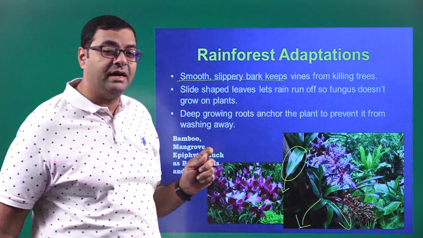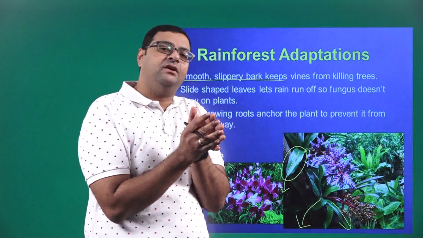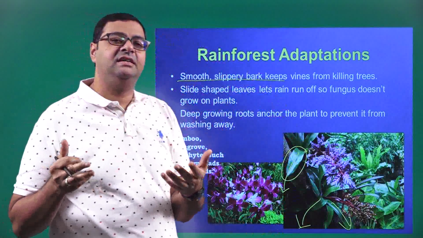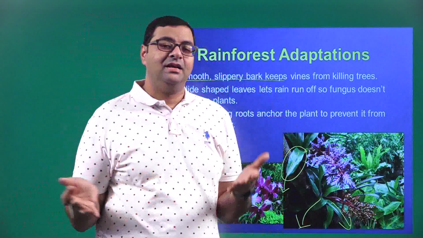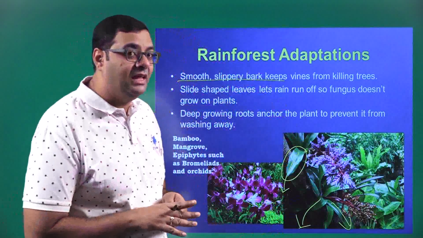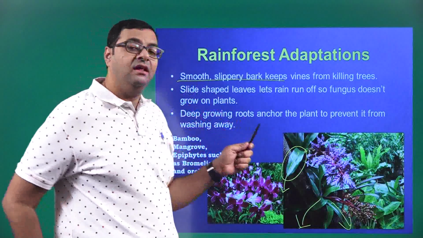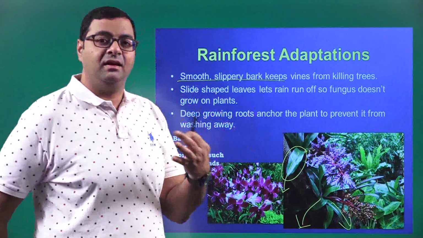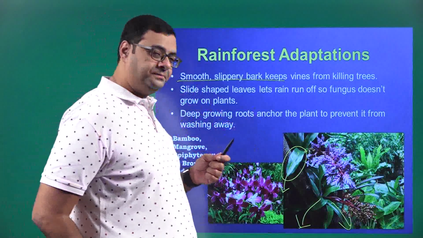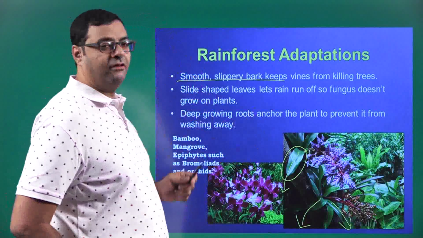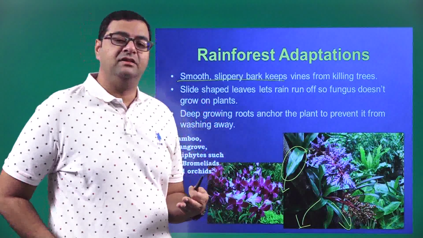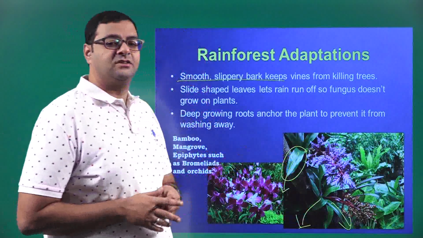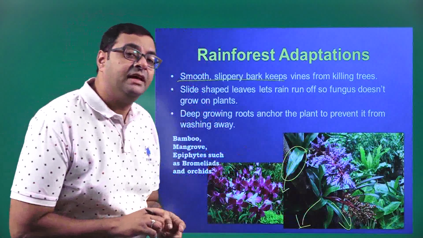So fungus, what it does, if the water is stagnant over there on the leaf, it starts growing on the leaf because the leaf is an easy target for it to get nutrients. So the fungus will target that particular leaf and they will actually live upon the leaf and finally the leaf will die. Now because in the rainforest there is continuous rain, the leaves are shaped like this. That is the structural adaptation that the leaves have achieved.